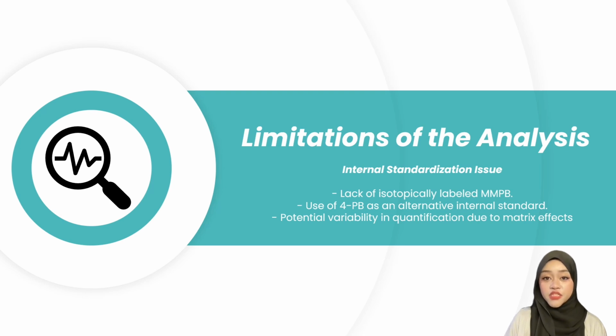Now, I will talk about the limitations and advantages of this analysis. One of the limitations is the lack of isotopically labeled MMPB for internal standardization, leading to the use of 4PB as an alternative internal standard. This limitation could introduce variability in quantification due to matrix effects. To address this, future studies could focus on developing isotopically labeled standards for more accurate quantification of microcystins in fish tissues.